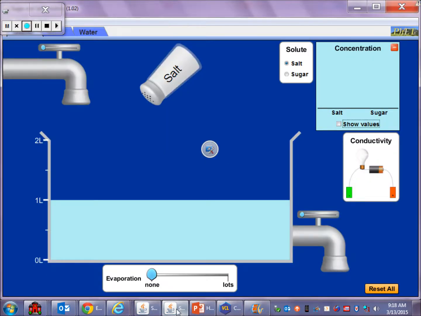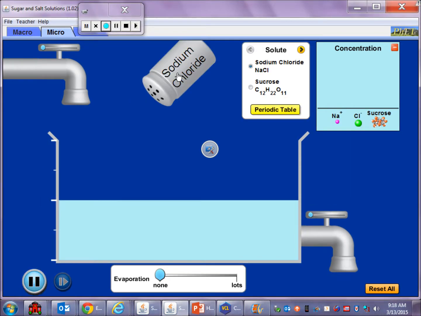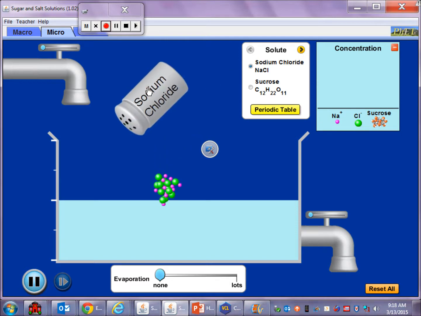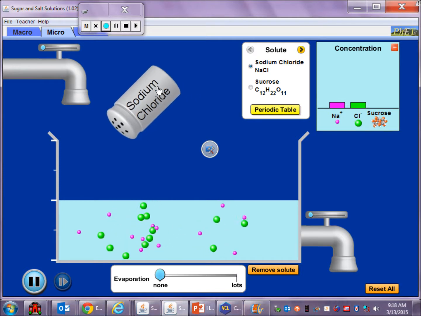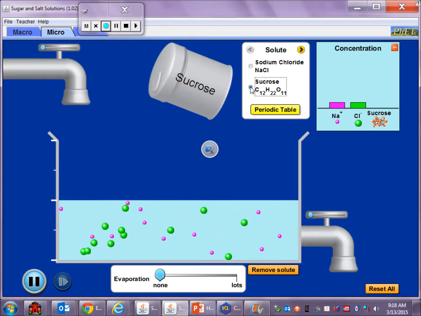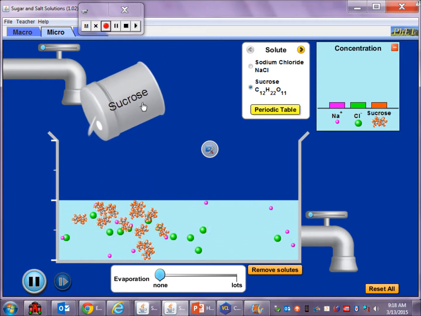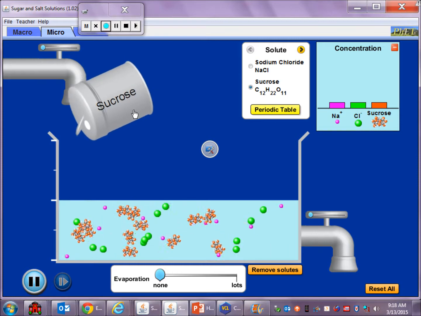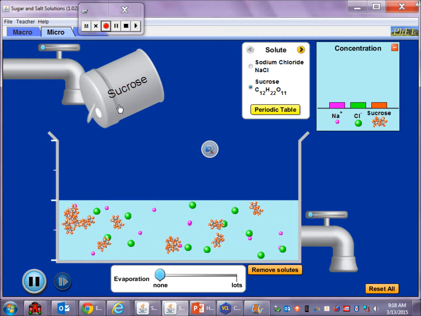Okay, one more. Okay, this is our salt. If I put it at the micro level for you to see the particles, right here, sodium chloride, you can clearly see that the ions will dissociate. But if I choose a molecular compound, let's say this is sugar, you will see the molecules, they do not dissociate. So you have molecules of sugar, you do not have ions. Therefore, that's why they do not conduct electricity.